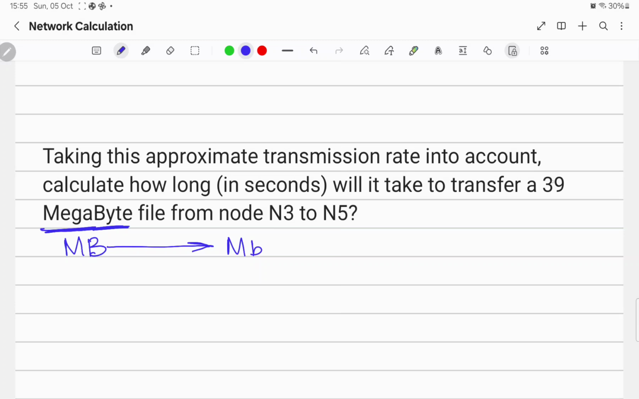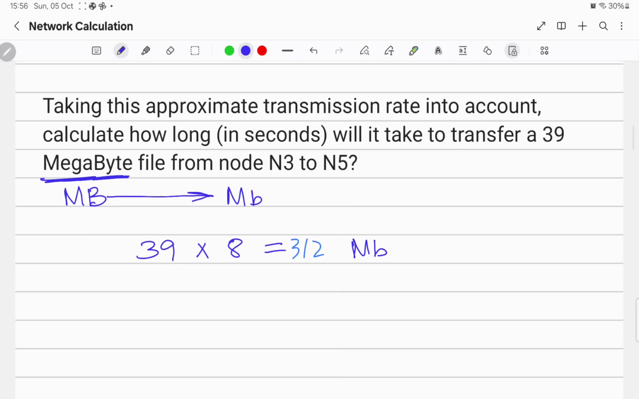So now we have 39. To convert it to megabits, we're going to multiply it by 8. Let me try to turn on Math Solver. So 39 times 8 is equal to 312. This is going to be our new value, in megabits, the value that we're going to use to answer the question.